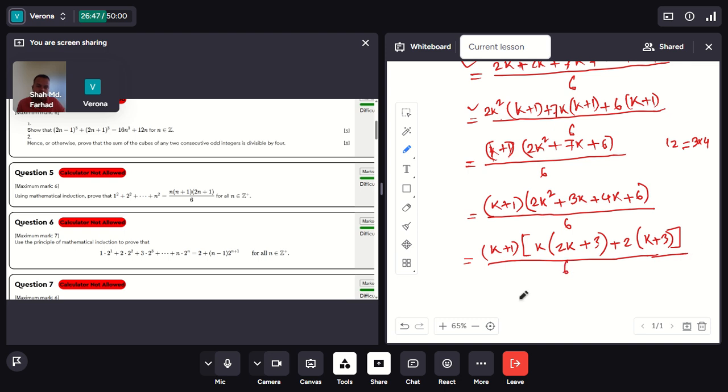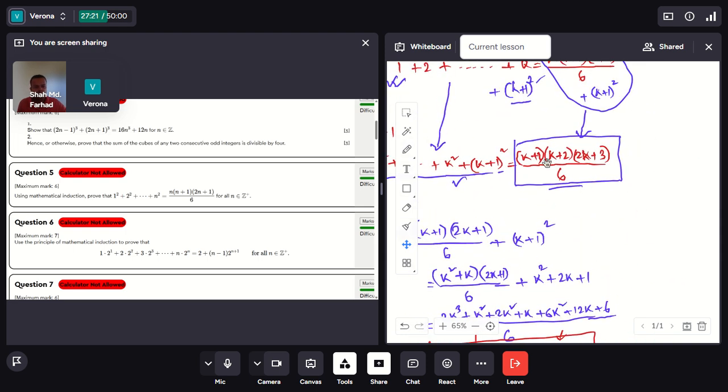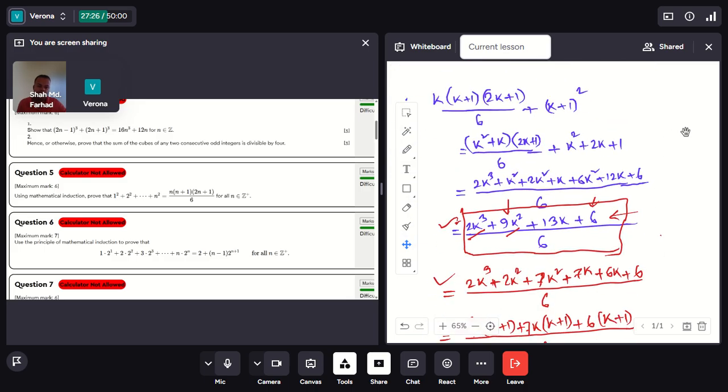Okay, yeah. So again here k plus 1. Okay, and here k plus 2 and 2k plus 3, not minus, plus. Okay, so the term we just got, that is equal to this, right? So hence the theorem is proved.